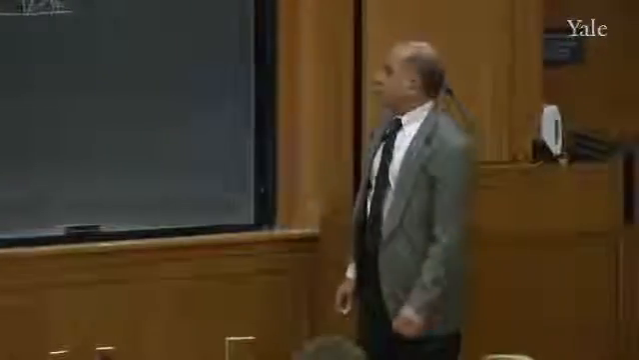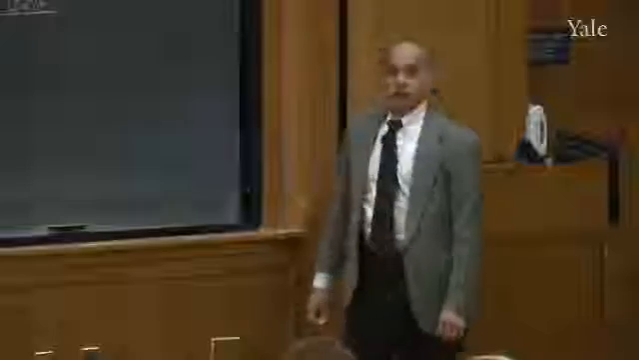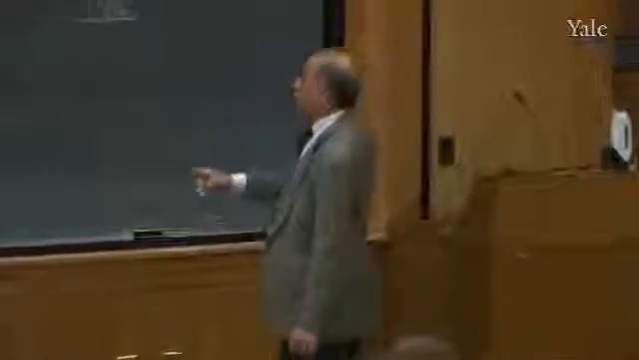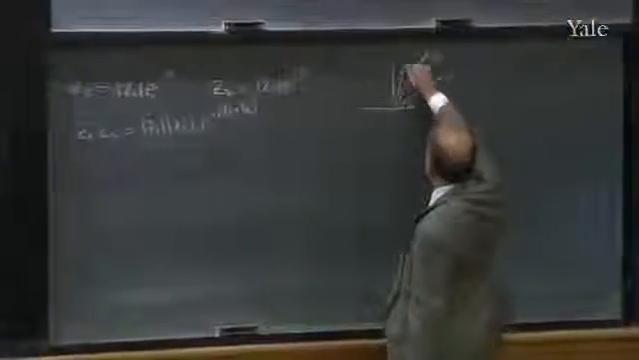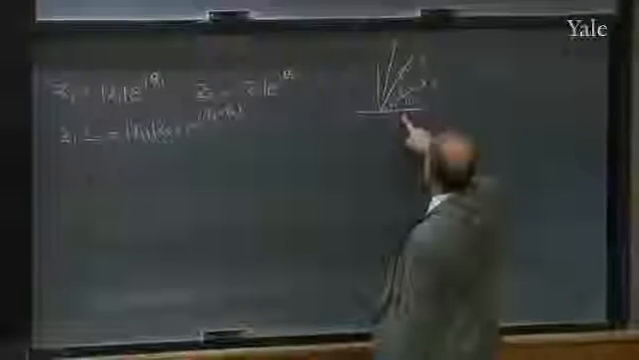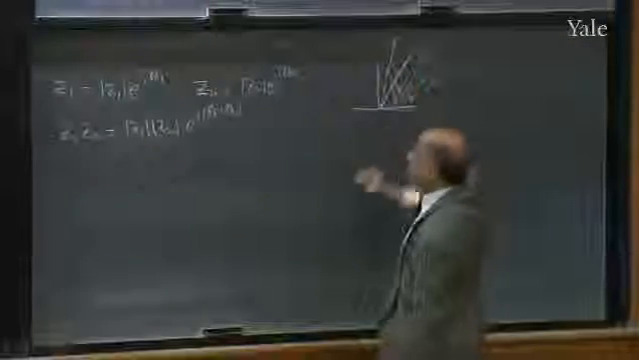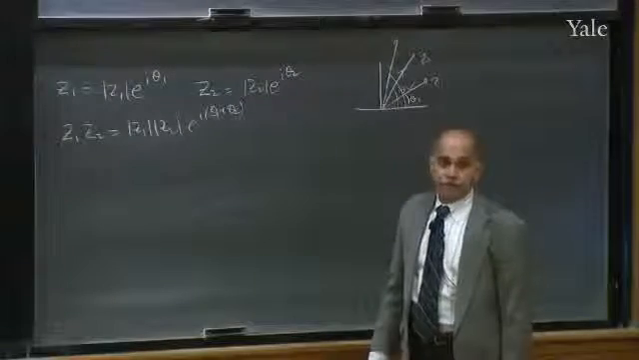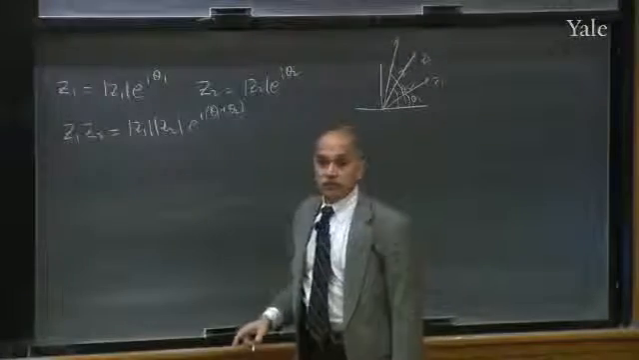Well, this allows you to immediately guess what the product is going to look like. The product is going to have a length equal to the length of z1 times the length of z2. It's going to have an angle, which is the sum of the two angles, because it's theta 1 plus theta 2. I've not drawn a good picture here.